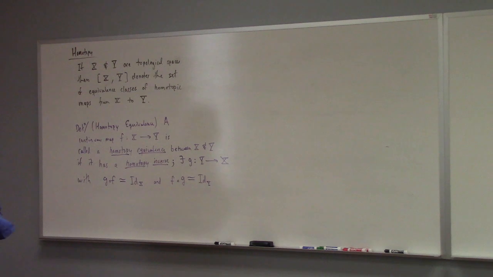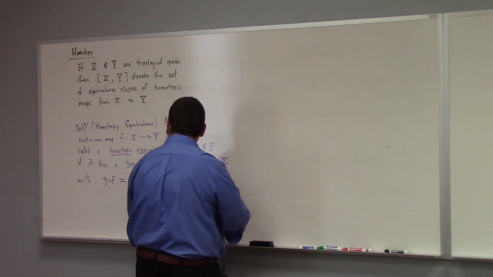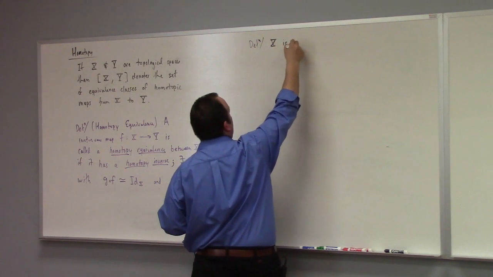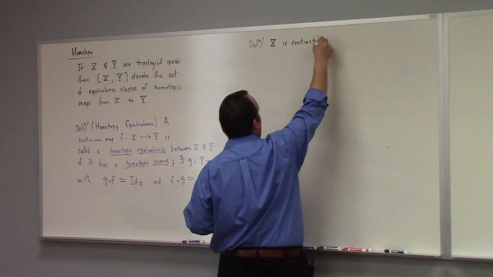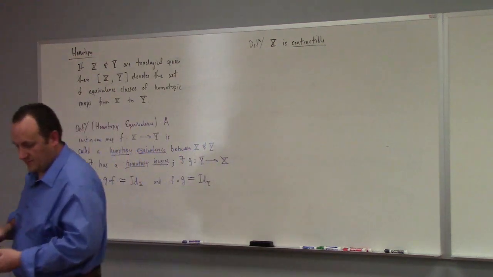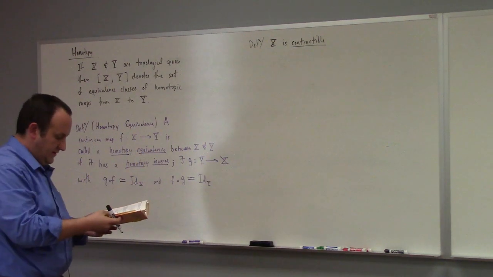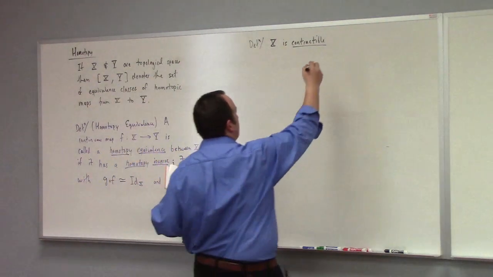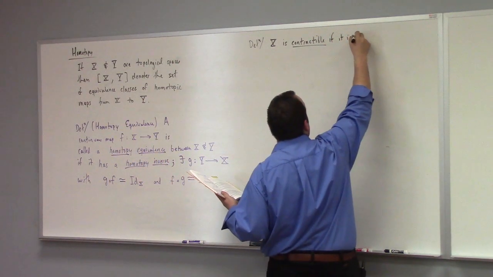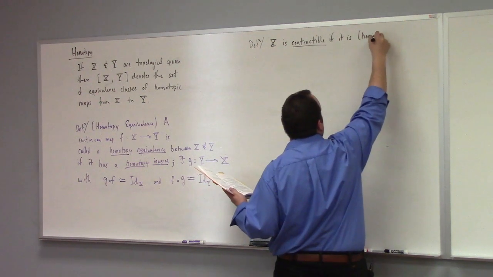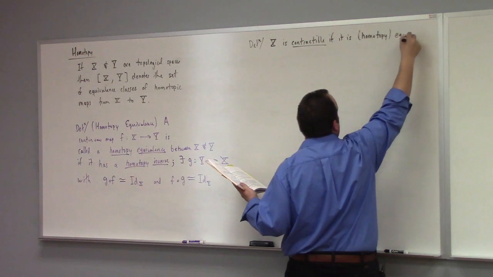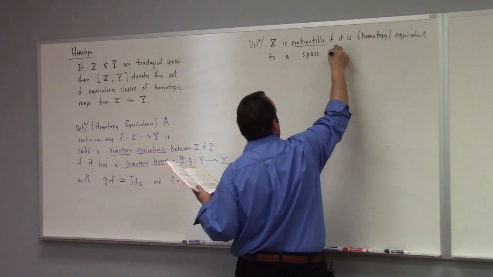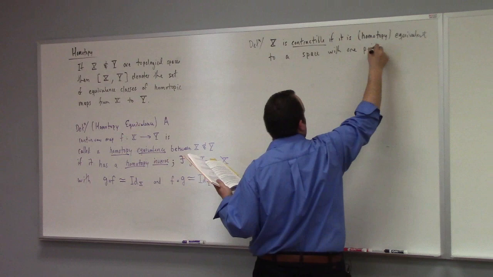What does it mean for X to be contractible? Well, here it is. A topological space is called contractible if it is equivalent to a space with one point. And of course, we're talking about homotopy equivalence.